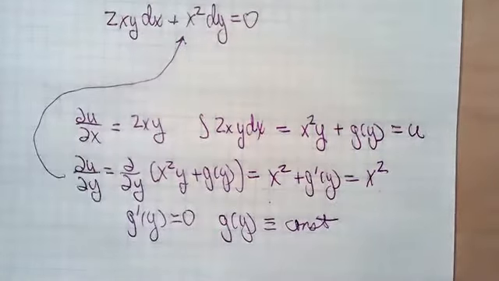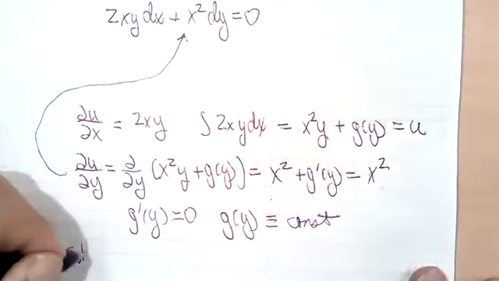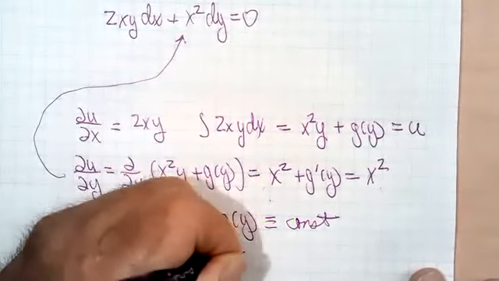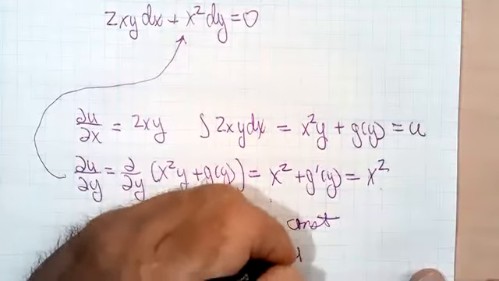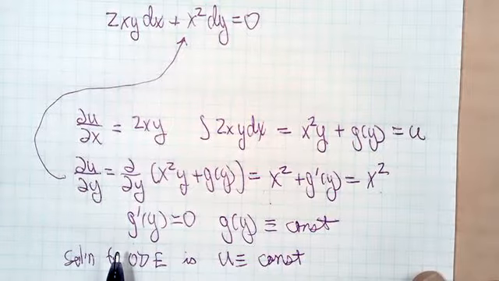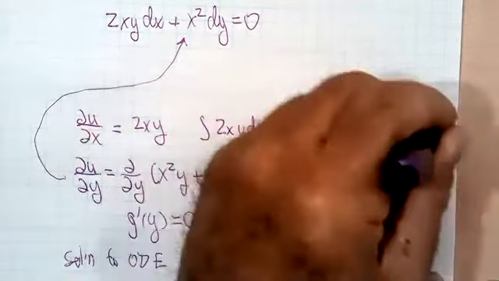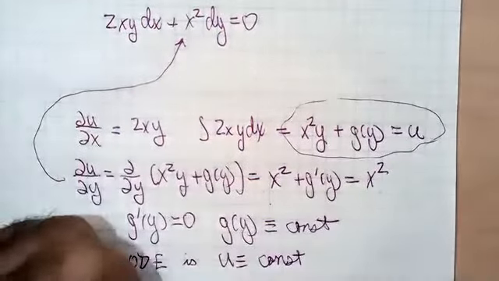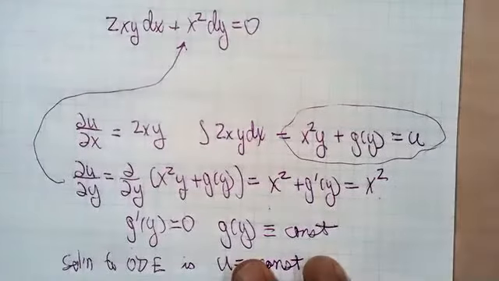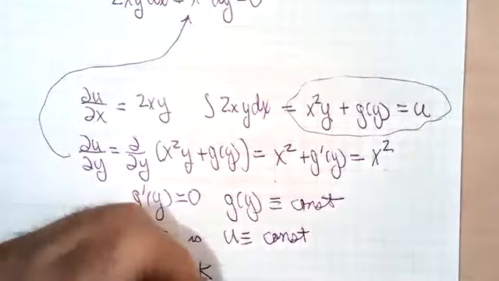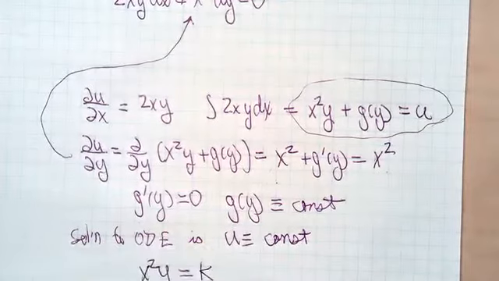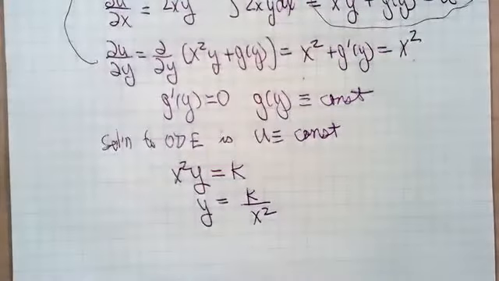And it doesn't matter, because the solution to the ODE is u equals a constant, usually called k. So in this case, we figured out u. It's x squared y plus g of y, but g of y we figured out is just a constant as well, so equals k. So in this case, you can actually solve explicitly: y equals k over x squared.